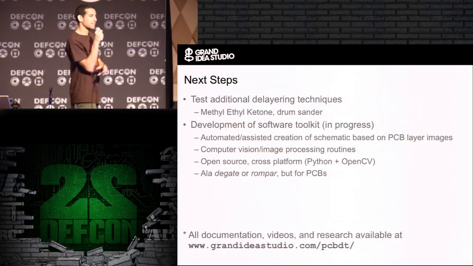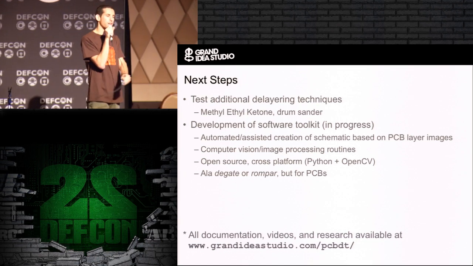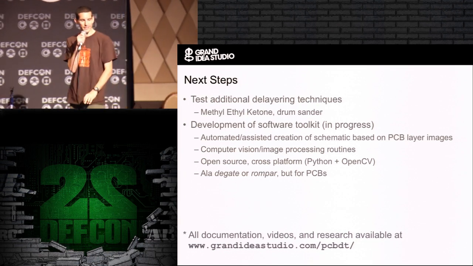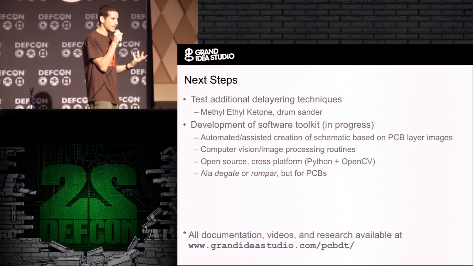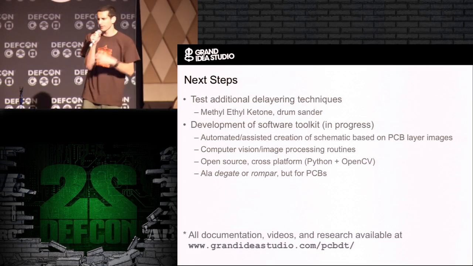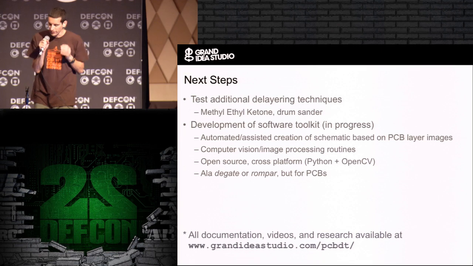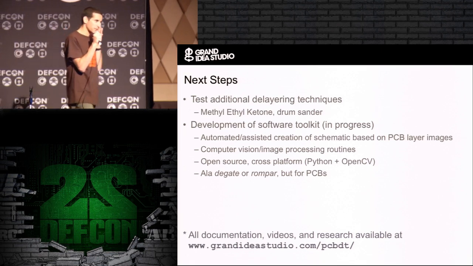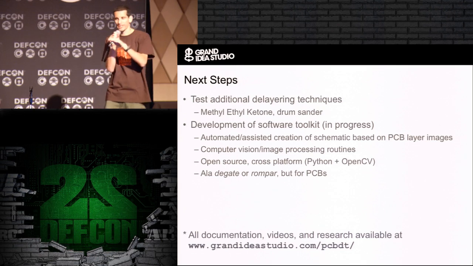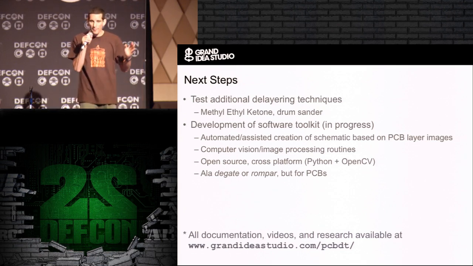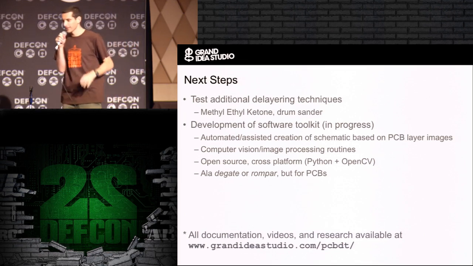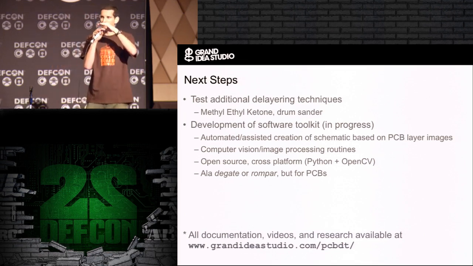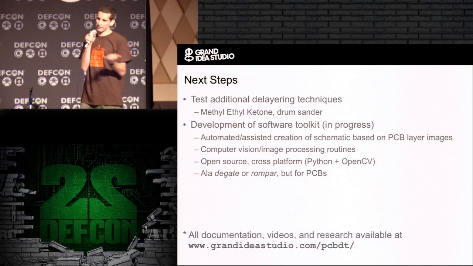All right, so next steps. There are some other methods that people told me about for delayering using a methyl ketone to actually strip the interlayer adhesive, a drum sander, which is sort of like a surface grinder, some other stuff I want to do. But what I really want to do, and what I've started to work on, is a tool to take all of the layer images that I've now gotten through these various techniques and start a process to automatically or assist in reverse engineering those back into something meaningful. So take those layers, do some image processing, figure out connections, and then possibly turn that into schematic.